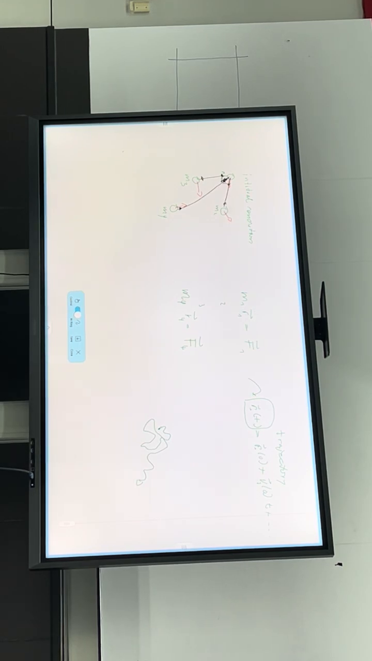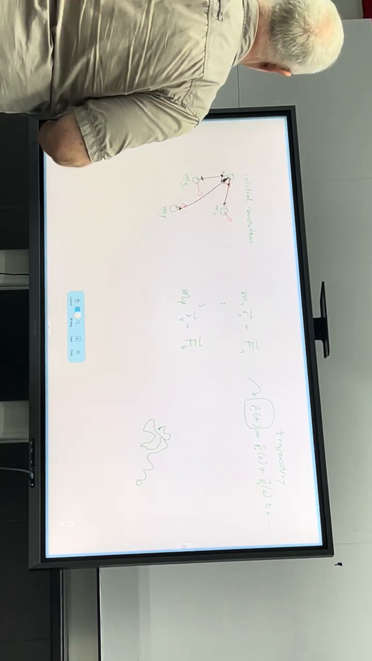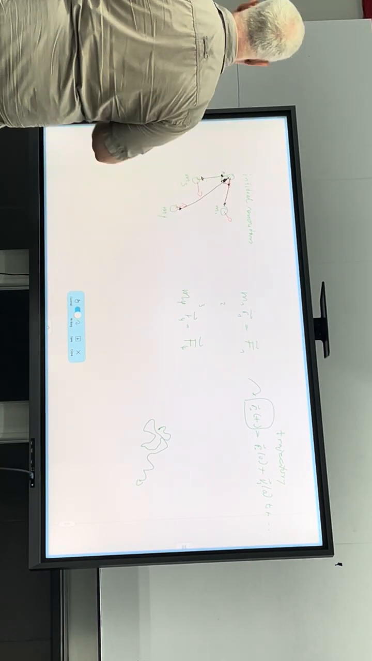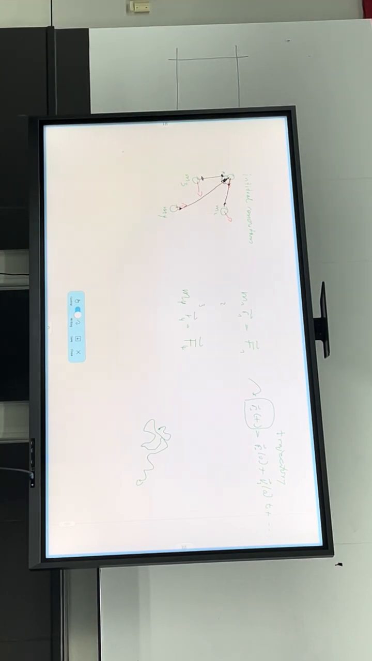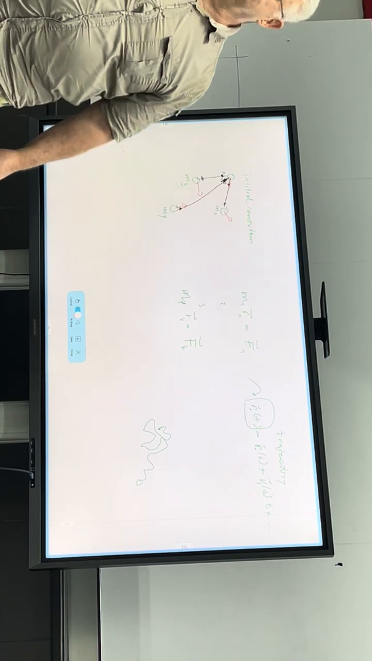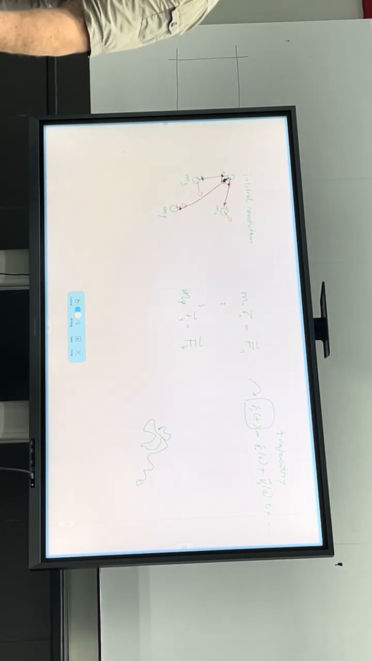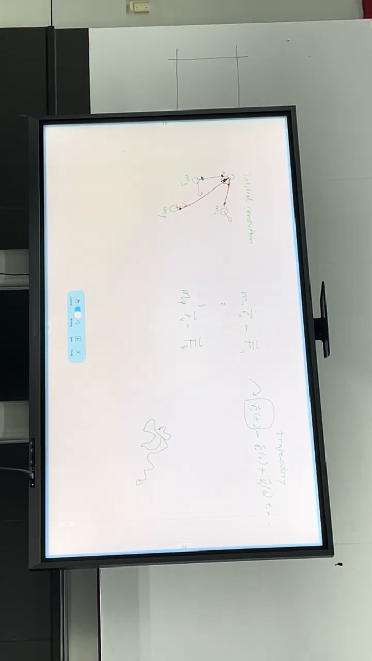Now these forces here, I have just drawn them like this. But if these particles M1 and M2 and M3 and M4 are molecules, where do I get the forces from? Intermolecular forces, or intermolecular potential energy surface.